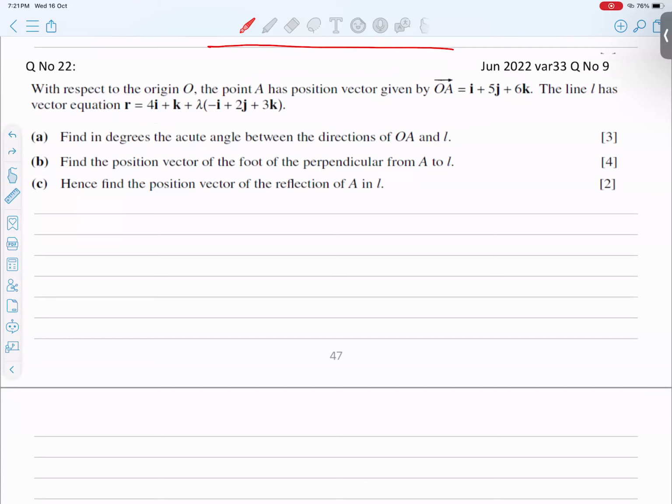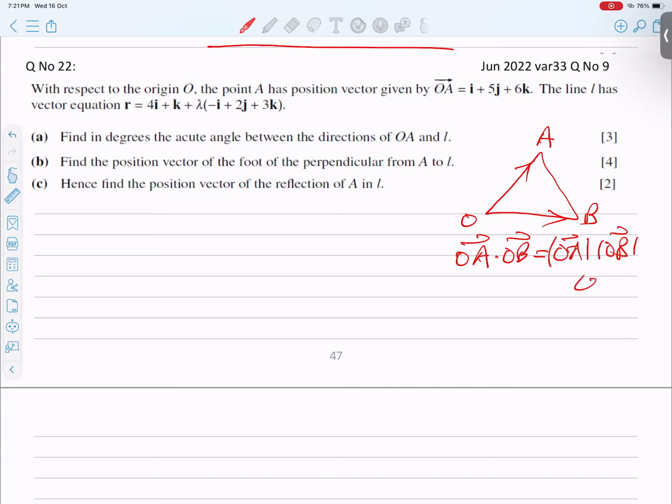So between the direction of OA and line L. When he says direction of OA, this itself is called the direction of OA. Some students get confused about what he means. Basically, with an angle-finding concept, for example, this is OA and this is OB. What do we use? OA dot OB equals the magnitude of OA times the magnitude of OB times cos of the angle. Very clear, all of you are familiar.